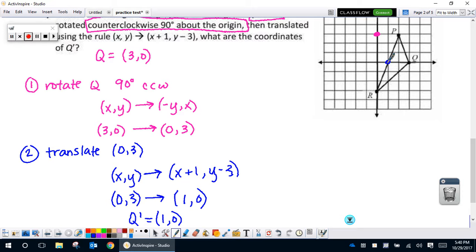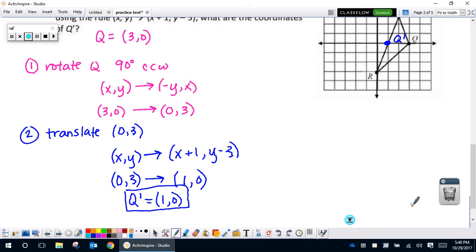Right here. Okay, so the coordinates of that are 1, 0. So do not waste your time doing that whole triangle because they were only concerned with Q. Next one is one of my favorite questions.